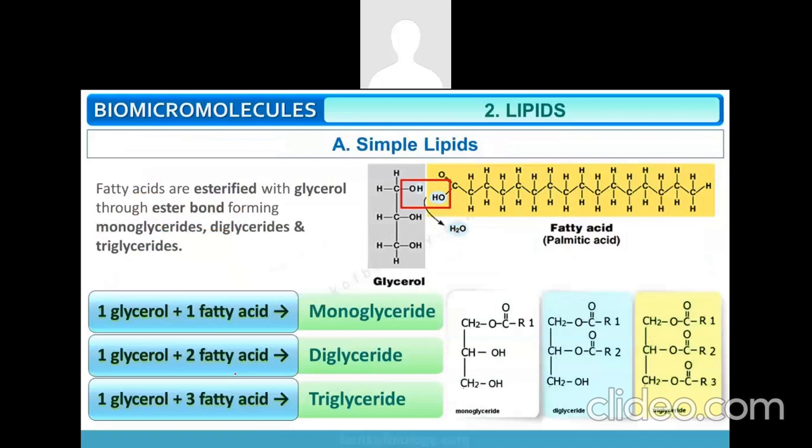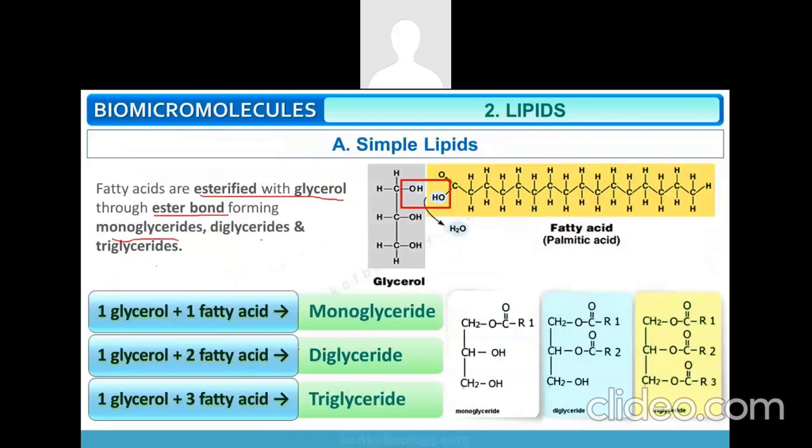Next, the fatty acids can be esterified with glycerol through an ester bond. Now let us break this statement and read it. What is the meaning of ester? An ester means they are capable of forming an ester linkage. So they can be esterified with glycerol by the formation of an ester bond. As a result, they will form monoglycerides, diglycerides, triglycerides, and so on.